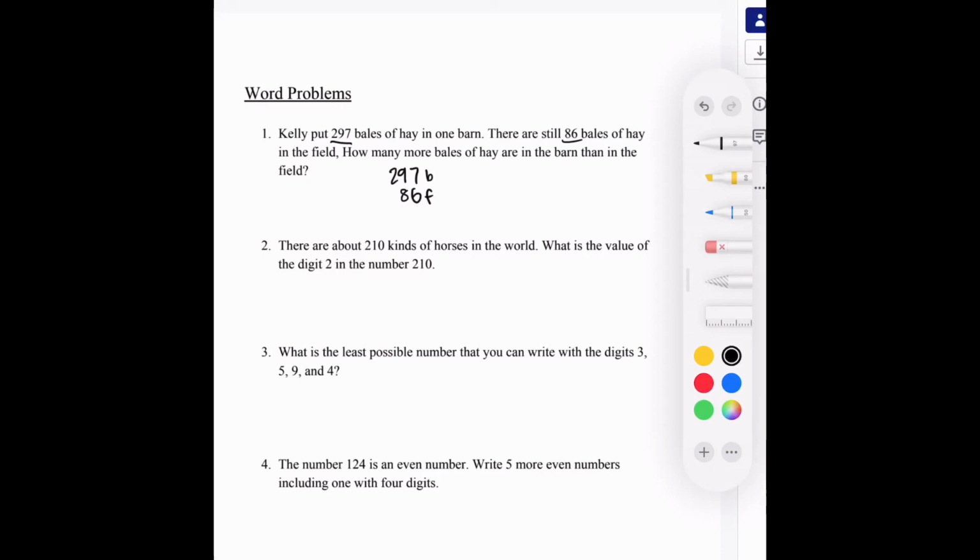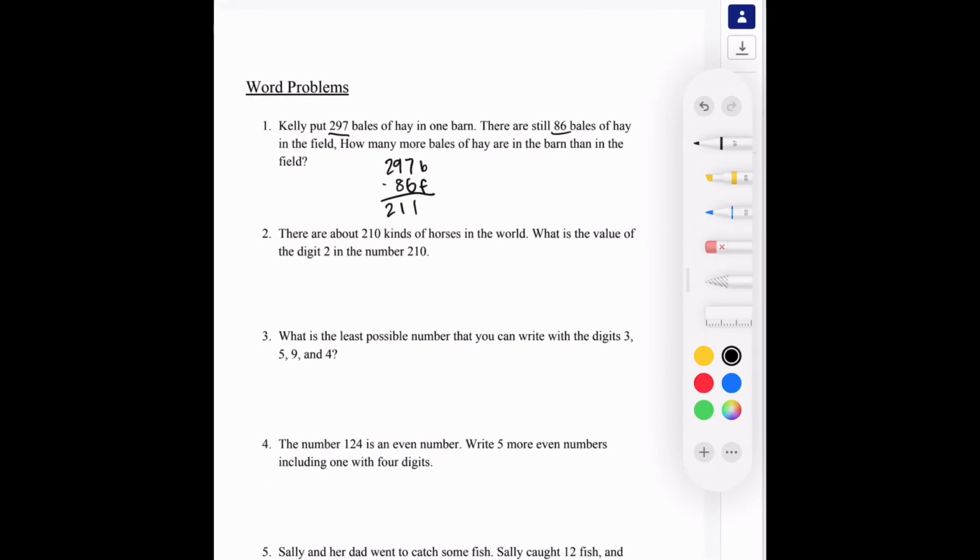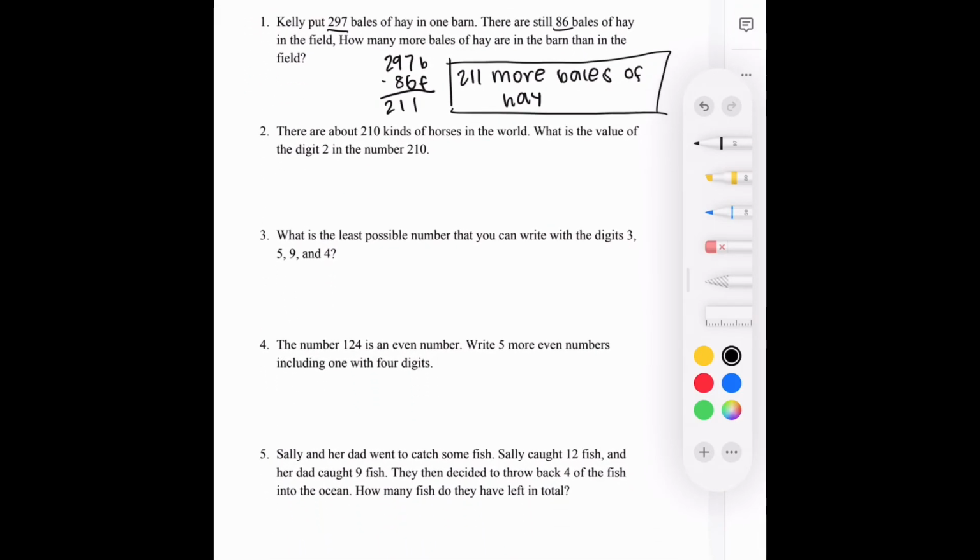So you would subtract these two numbers. 7 minus 6 is 1, 9 minus 8 is 1, and 2 minus nothing is 2. And your answer would be 211 more bales of hay. Now, when you're doing these word problems, you have to make sure to read the questions very carefully, and when you write your answer, you have to make sure to write units.